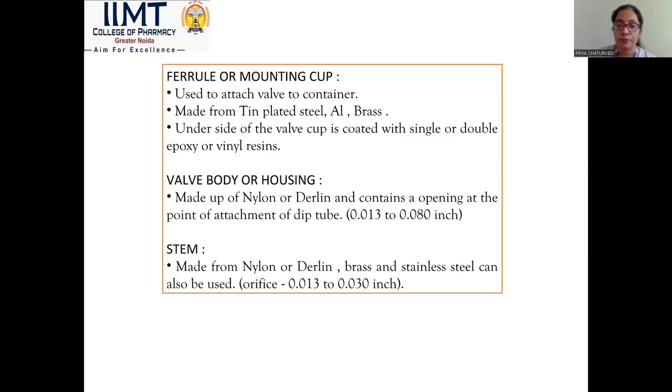The valve body is made up of nylon and contains an opening at the point of attachment of the dip tube, which is about 0.013 to 0.080 inches. The stem is made from nylon or Delrin, and sometimes brass and stainless steel can also be used. The orifice lies between 0.013 to 0.030 inches.